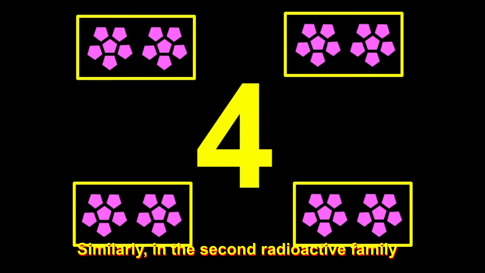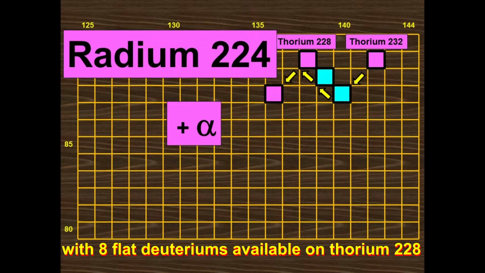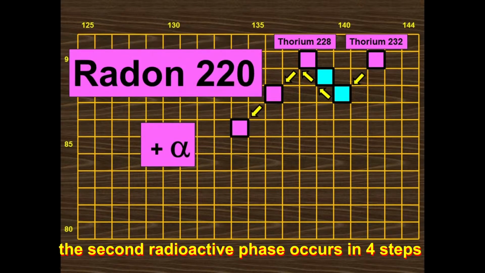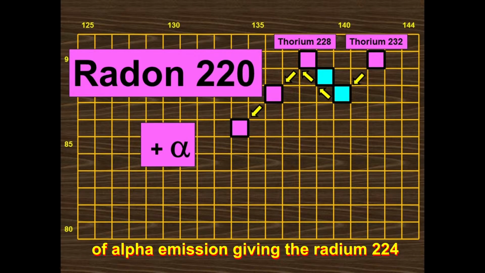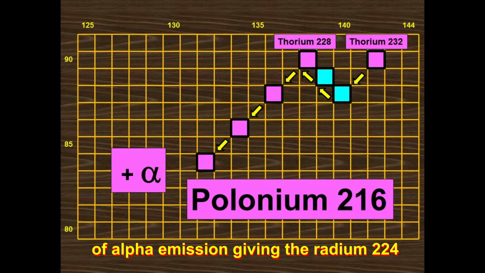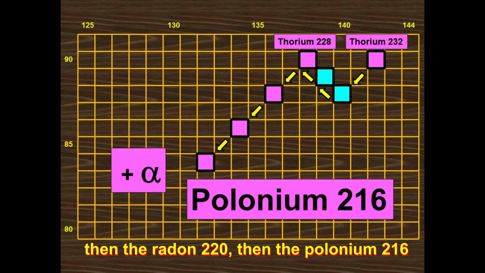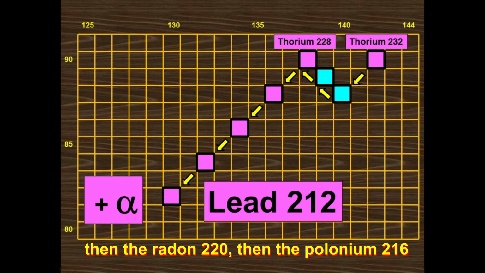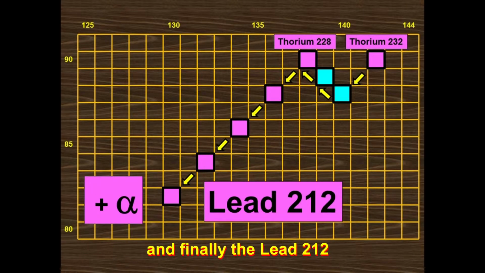Similarly, in the second radioactive family, with 8 flat deuteriums available on thorium-228, the second radioactive phase occurs in 4 steps of alpha emission, giving the radium-224, then the radon-220, then the polonium-216, and finally the lead-212.